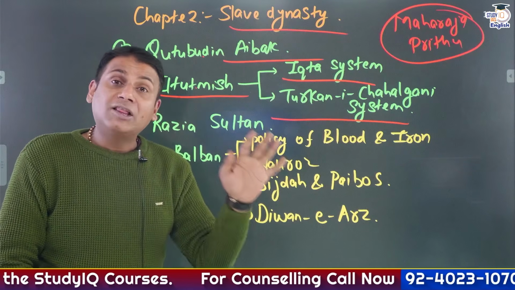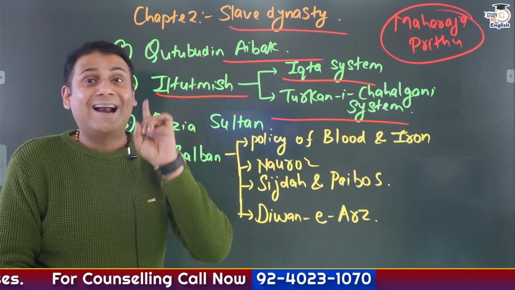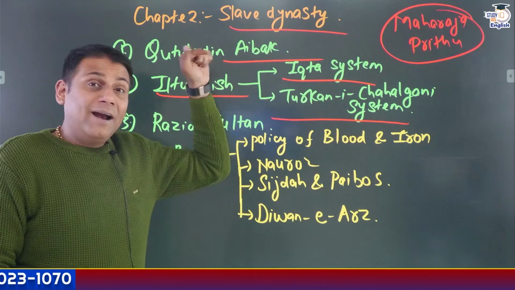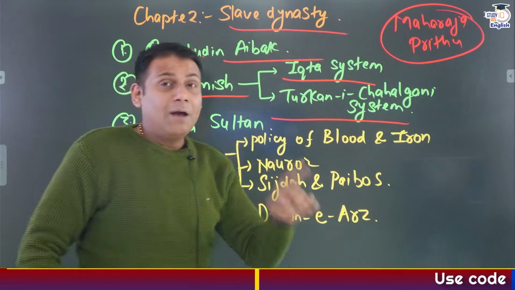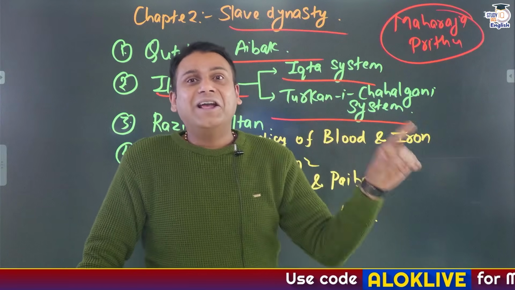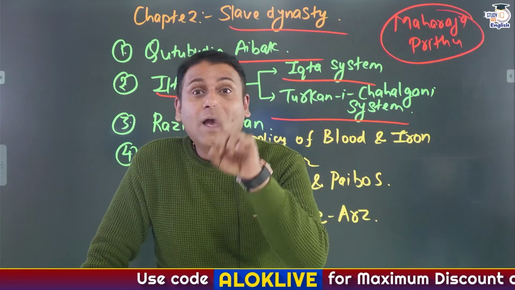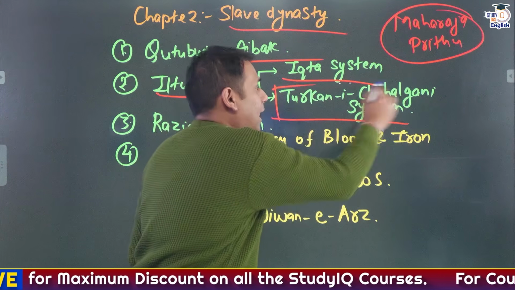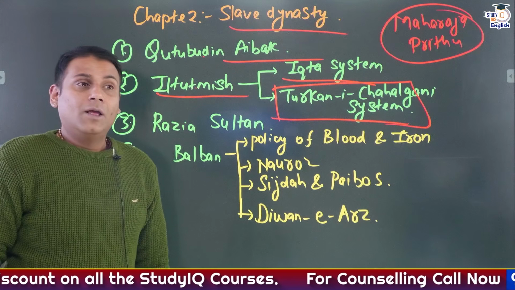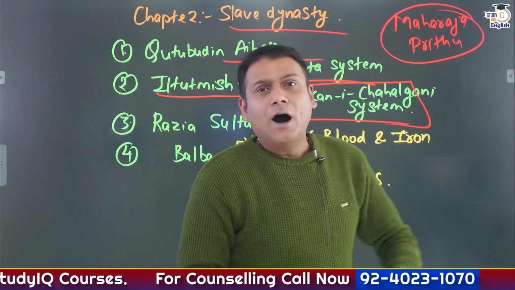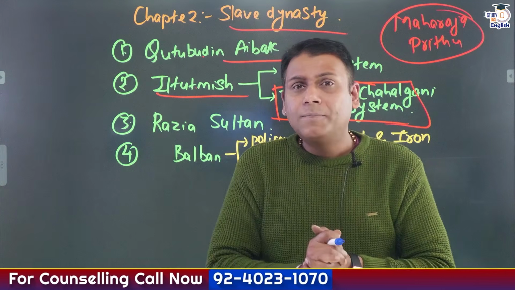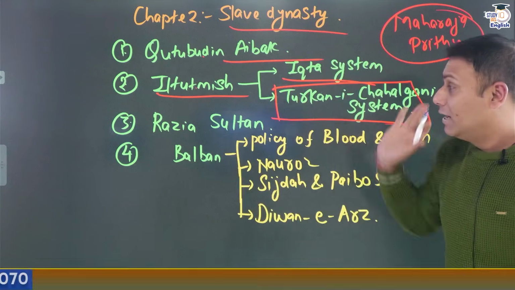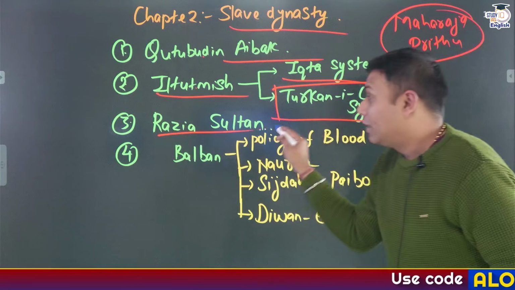The holder of Iqta was referred to as Iqtadar, and they were transferable. It was not hereditary. The system was made hereditary by Firoz Shah Tughlaq. So there can be a probable question: who started the Iqta system and who made the Iqta system hereditary? Then the Turkani-Chahalgani system. It was started by Iltutmish. The Turkani-Chahalgani system basically means appointing 40 powerful nobles who will assist the king in performance of his duties.